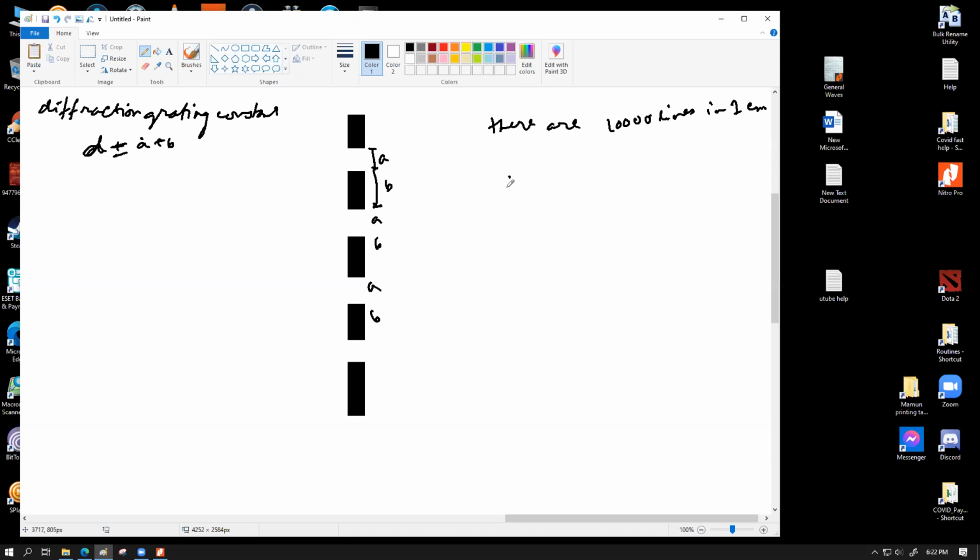So this essentially means that the diffusion grating constant can be calculated as 1 centimeter, which I can write as 10 to the power minus 2 meter, because for calculation we'd preferably convert everything into meter SI units, divided by 10,000. This is the value of your diffusion grating constant. So this is going to be 10 to the power minus 6 meter. For this question, this is the diffusion grating constant which we will eventually use for our math. That's the idea of the diffusion grating constant, which is the sum of the gap length and the barrier length.